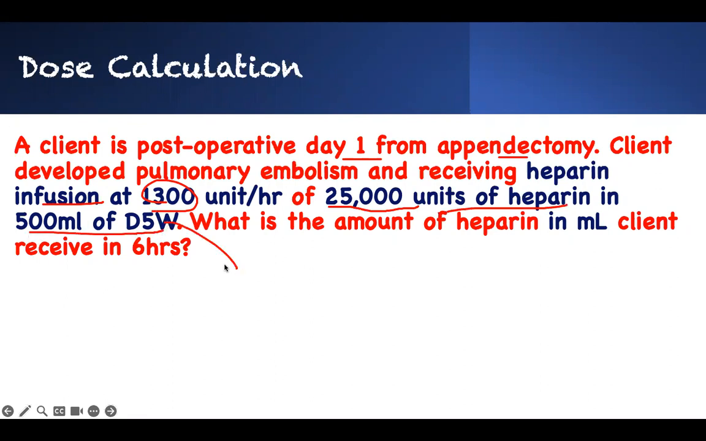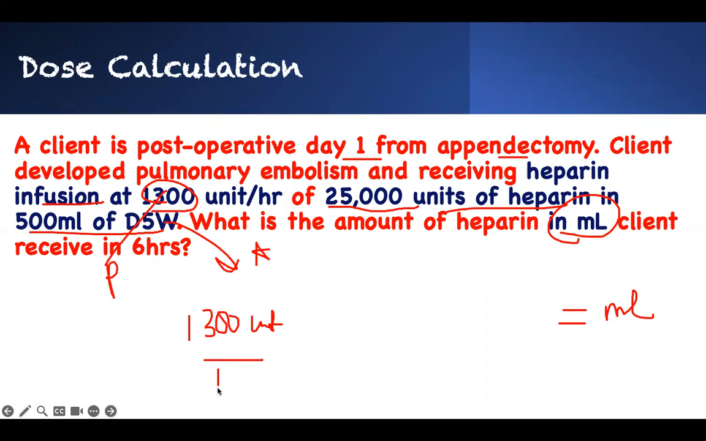You see, so this is your available and this is your prescribed. And you want the answer to be what? In ml. I put my ml here. I go for my prescribed. I say, what is that? 1,300 units an hour. Okay.